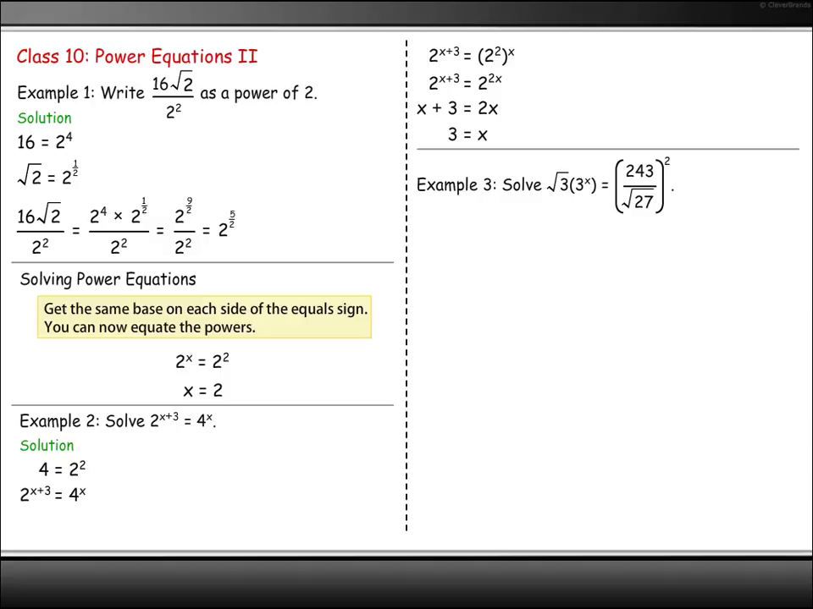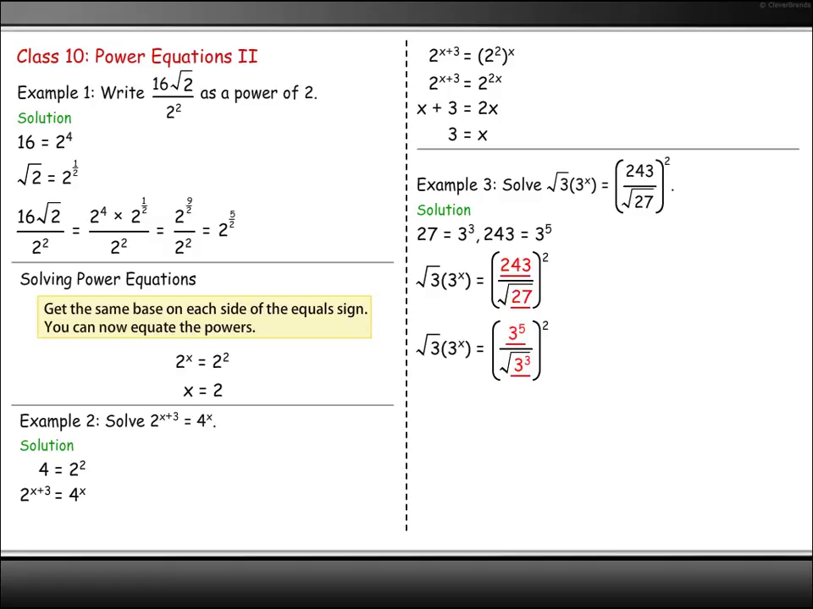Example 3. Solve root 3 by 3 to the power of x is equal to 243 over root 27 all squared. Choose a base of 3. Change everything to base 3. 27 is 3 cubed and 243 is 3 to the power of 5. Replace the 243 and 27 by their powers of 3.